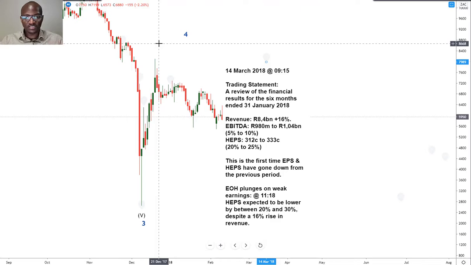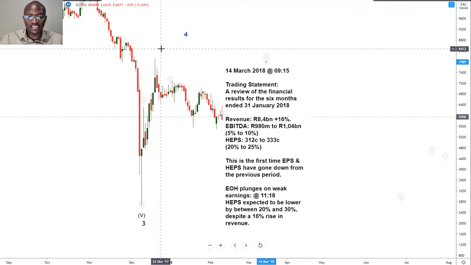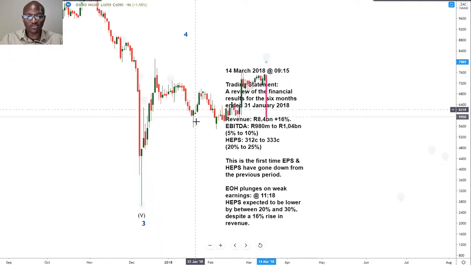Again here, revenues up 16%, but for a change, EBITDA and headline earnings were now starting to go down. EBITDA down 5 to 10%, headline earnings per share down 20 to 25%, and this was the first time that earnings per share and headline earnings per share had gone down from the previous period. And later on in that day, there was an online article, EOH plunges on weak earnings, headline earnings per share expected to be lower by between 20% and 30%, despite a rise in revenue.